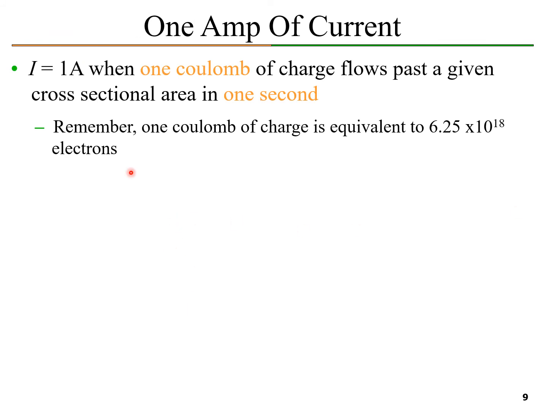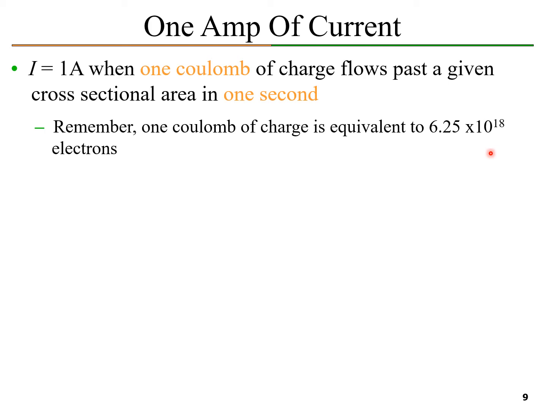Okay, what is 1 amp of current? The current is equal to 1 amp when 1 coulomb of charge flows past a given cross-sectional area in 1 second. Remember, 1 coulomb of charge is equivalent to 6.25 times 10 to the power 18 electrons. So when 6.25 times 10 to the power 18 electrons flow past a given cross-sectional area in 1 second, that is 1 amp.